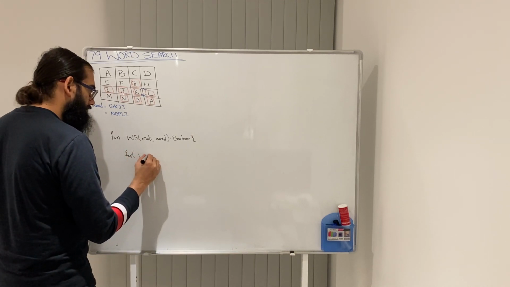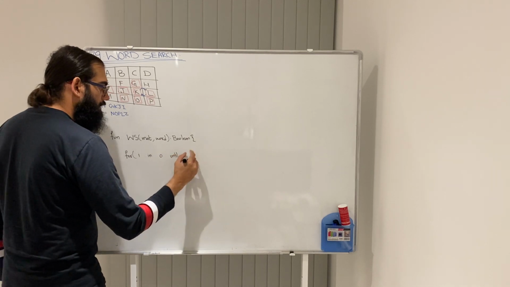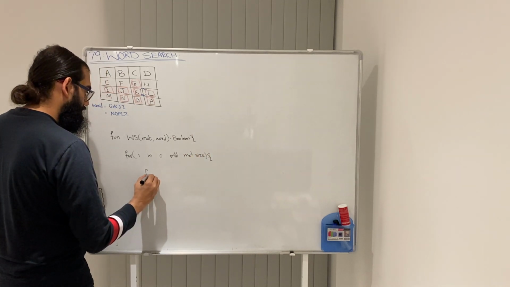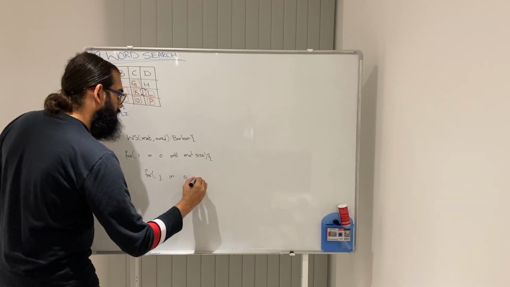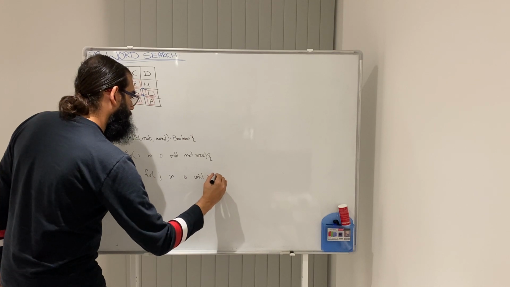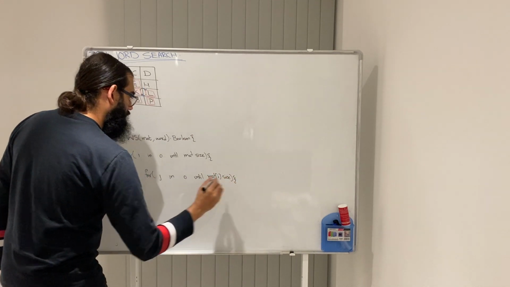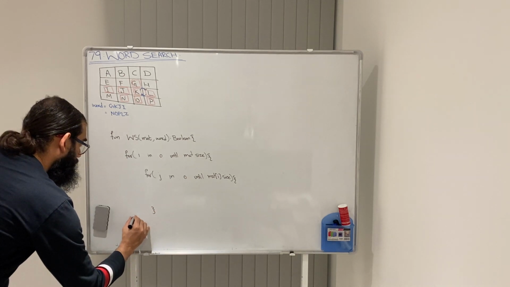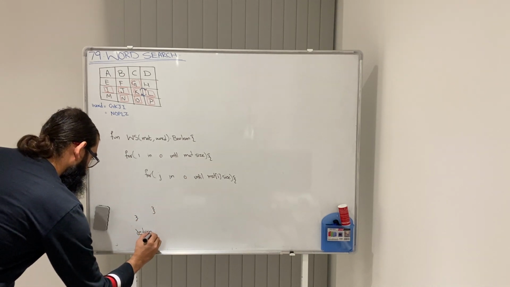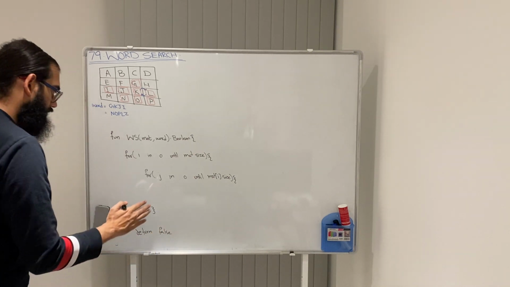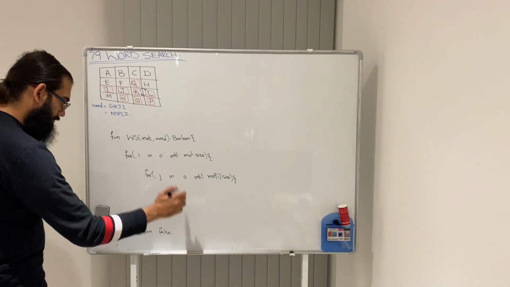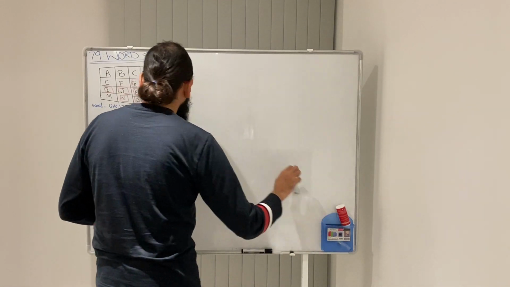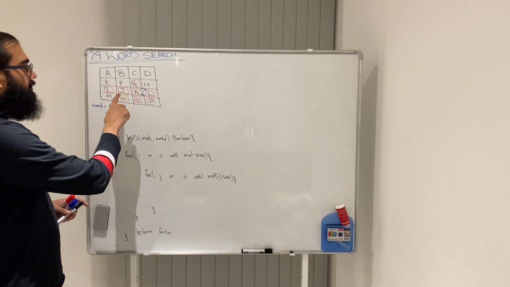Try to write directly: i in 0 until matrix dot size, and then j in 0 until matrix of i dot size. So until this point we are sure. Then there should be a bracket close. If my code can come to this line, it means I'm not able to figure it out, so the answer is return false. So this is the first part. Scanning is there. Now the next part is we want to do a search.